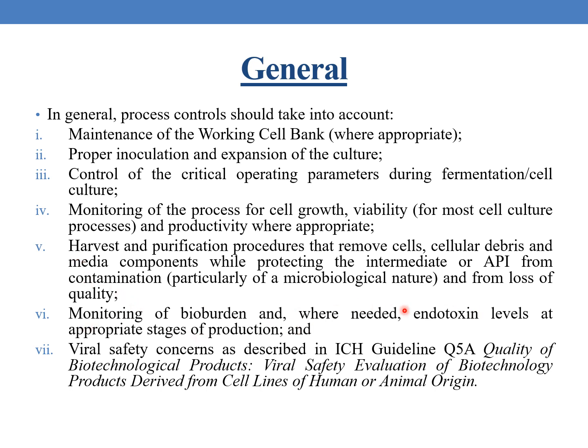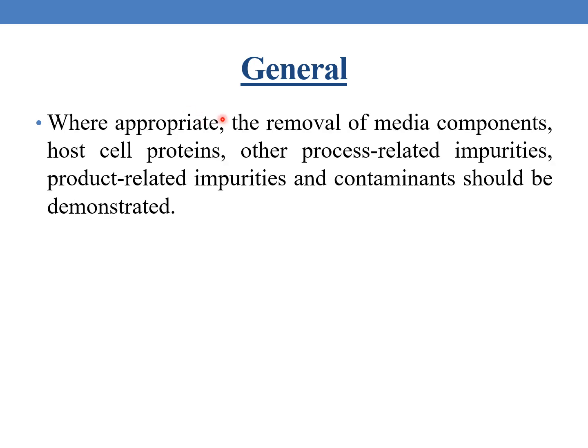Monitoring of bioburden and, where needed, endotoxin levels at appropriate stages of production; and viral safety concerns. The viral safety concerns are described in ICH Guideline Q5A, Quality of Biotechnological Products: Viral Safety Evaluation of Biotechnology Products Derived from Cell Lines of Human or Animal Origin. And where appropriate, the removal of media components, host cell proteins and other process related impurities, product related impurities and contaminants should be demonstrated.